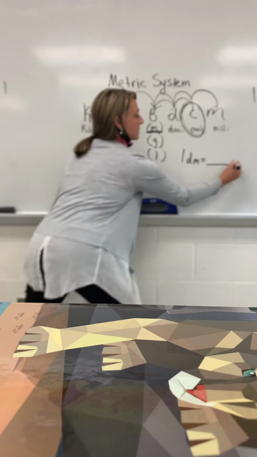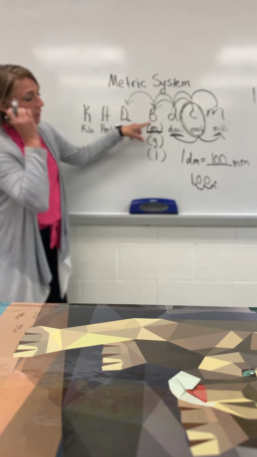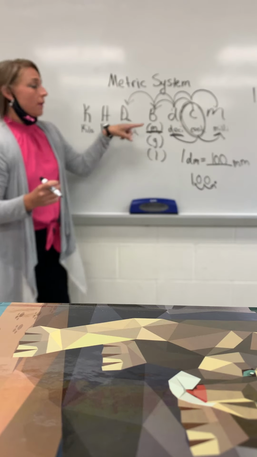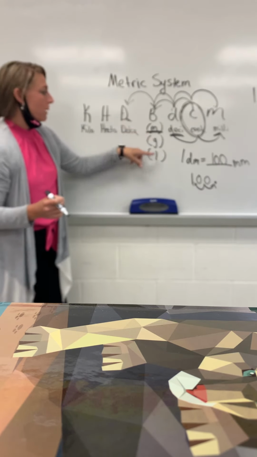So you can do any metric system conversion simply by going to the letter of King Henry died by drinking chocolate milk, or these prefixes, knowing that the base unit, the B stands for base, which could be a meter, a gram, or a liter.